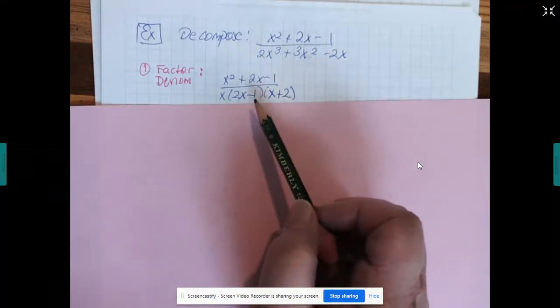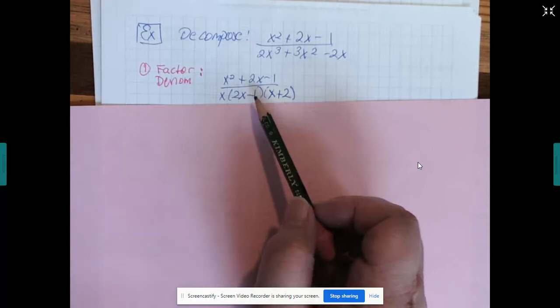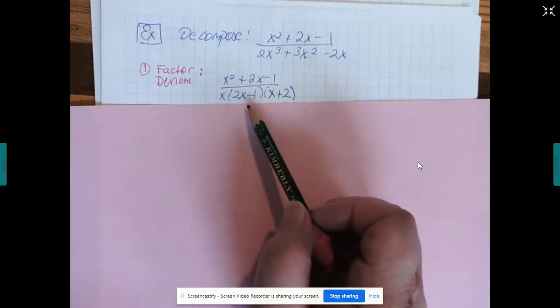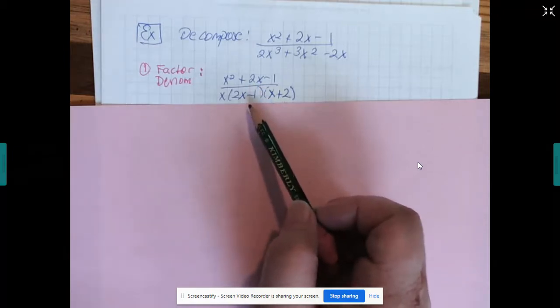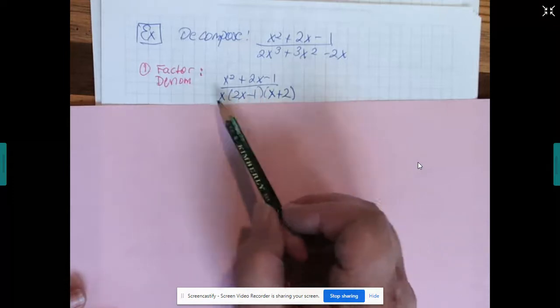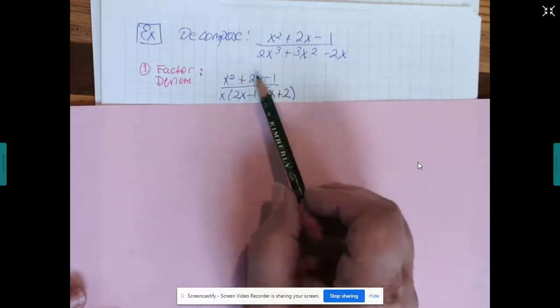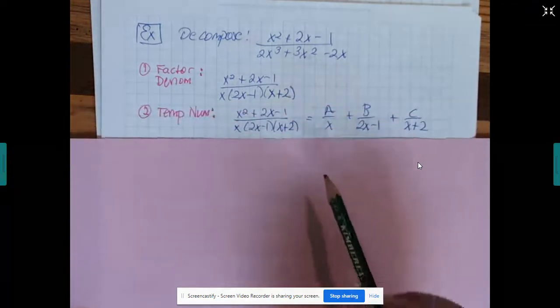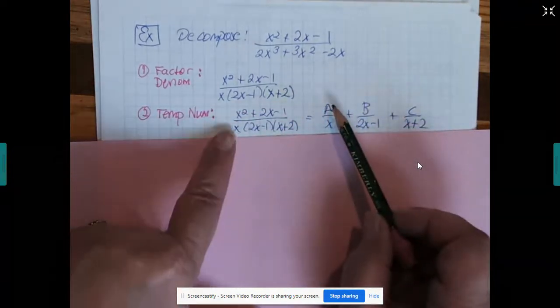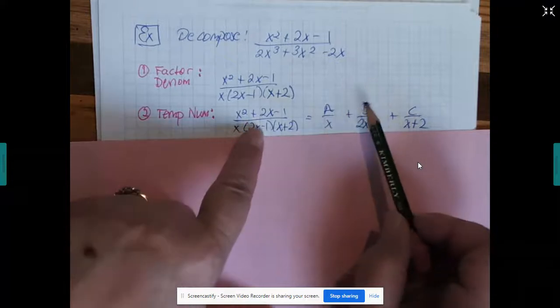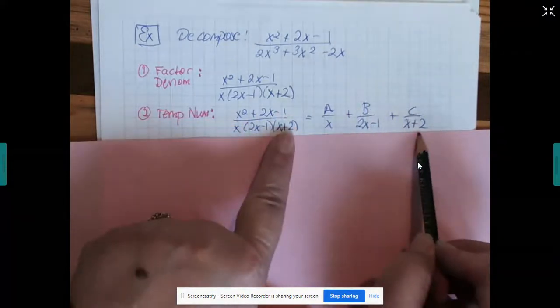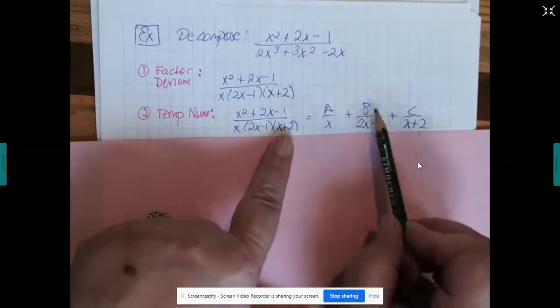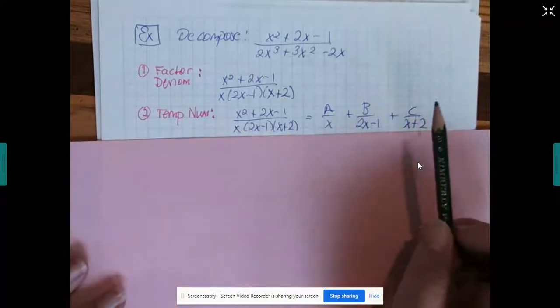If you need to know how to do that, you can always use the quadratic formula to factor that out. Okay. Once you've gotten this factored in the denominator, don't worry about the numerator yet. Just do the denominator. Now you can set up your temporary numerators, one for each linear factor in the denominator, A, B, and C. So in this case, you have 3 unknowns.